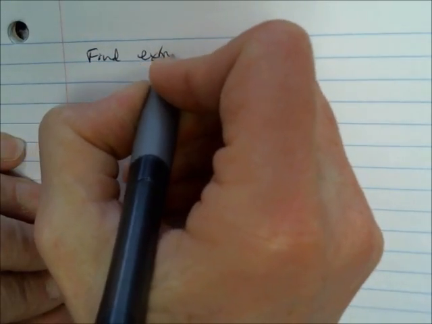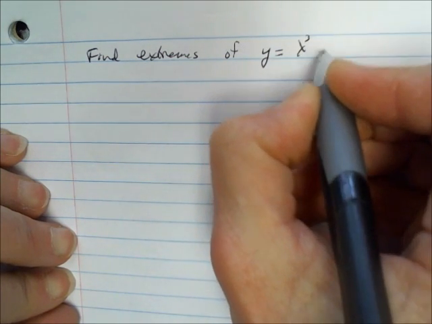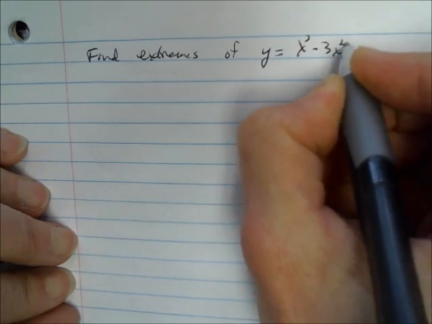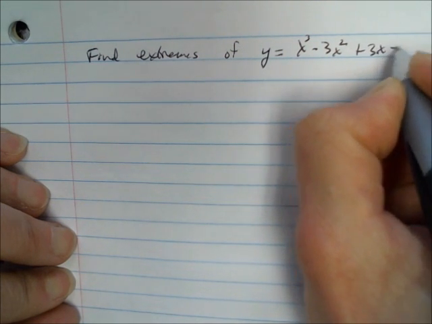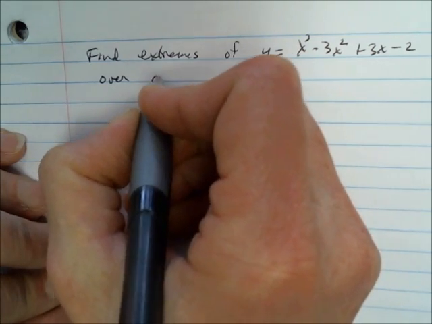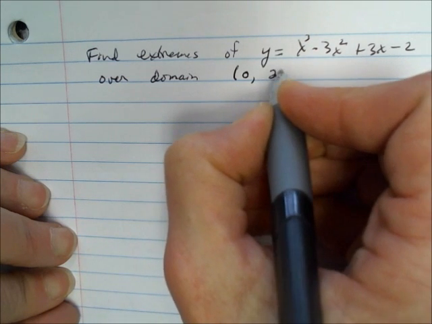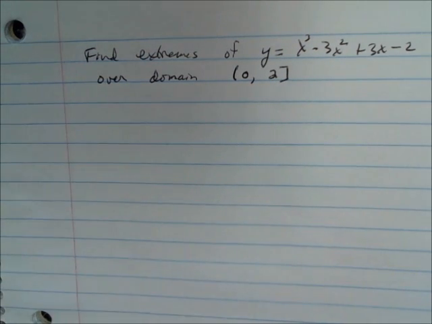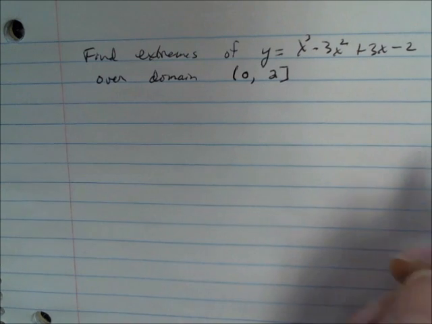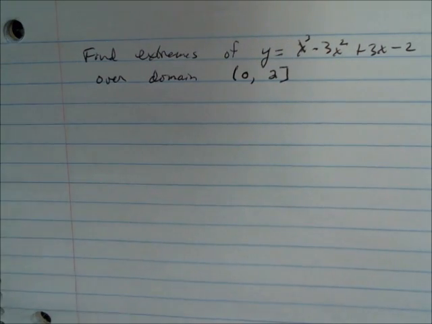And let's do one last example. Let's find the extremes of y is equal to x cubed minus 3x squared plus 3x minus 2. And I'm going to have you find this over the domain not including 0, but going up to 2, including 2. All right, and let's say we don't have a graph of this, so we're not really sure what this is going to look like.